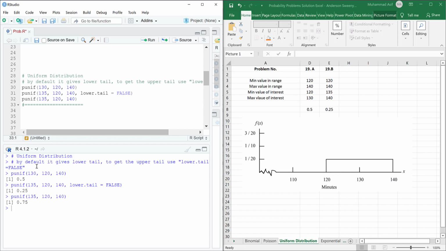If I summarize everything, a uniform distribution in RStudio is done by using punif syntax, and the default function is that it will give lower tail, which means you don't need to even specify here. That will be the default one. However, if you want probability for the upper tail or the upper end, then you need to specify here false.